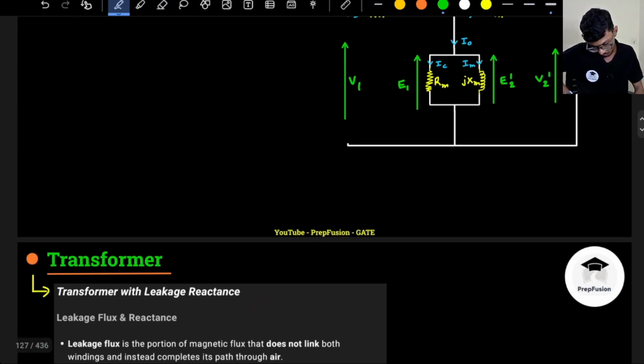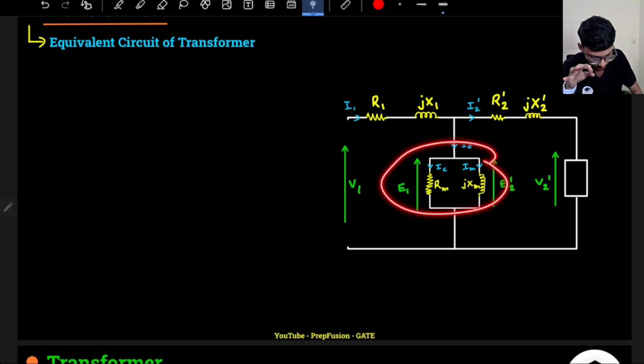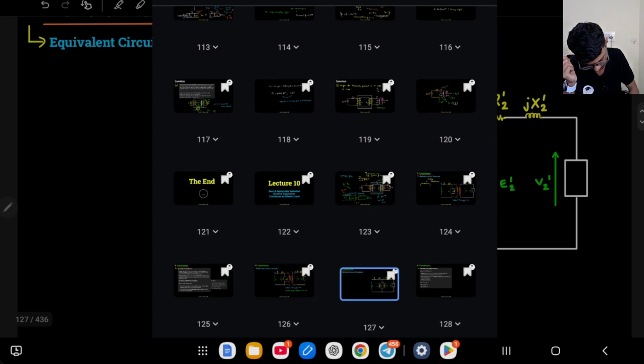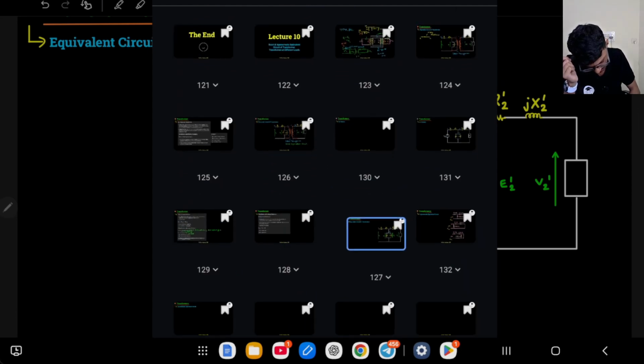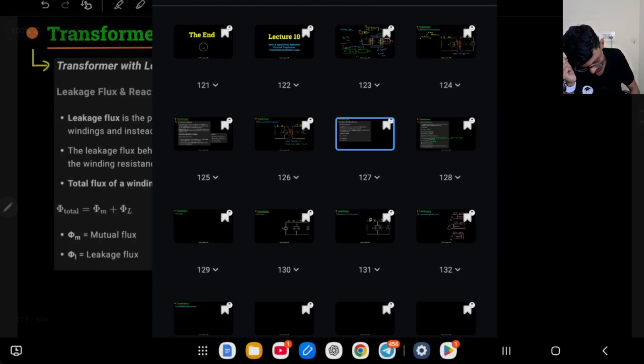Okay, so before coming into this core loss component, whatever losses will happen in this are known as the core loss, or also known as the iron loss. This we will discuss later. Let me take it to the next few pages. First, let us discuss this thing.